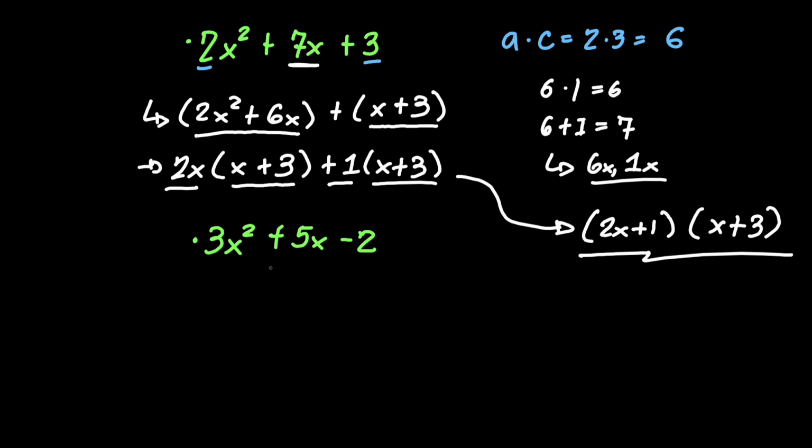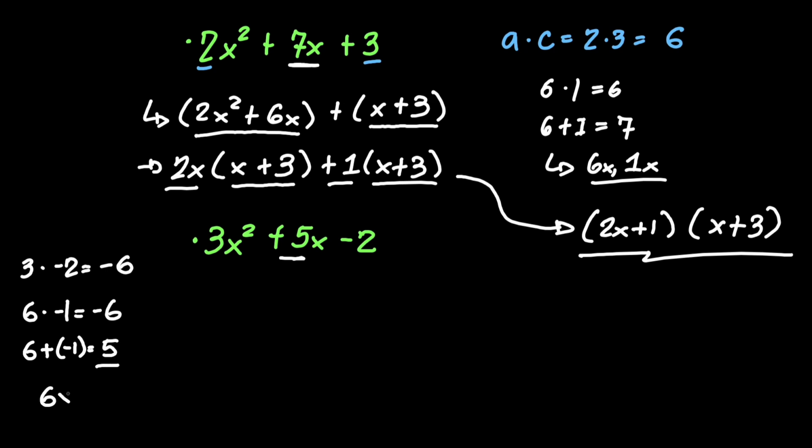Let's start with this next example, which is 3x squared plus 5x minus 2. So multiply a and c, which is 3 times negative 2, which would be negative 6. And now find multiple factors of negative 6 which add to positive 5. It would be 6 times negative 1, which is negative 6. And so 6 plus negative 1 would be 5. So it would be 6x and negative 1x.